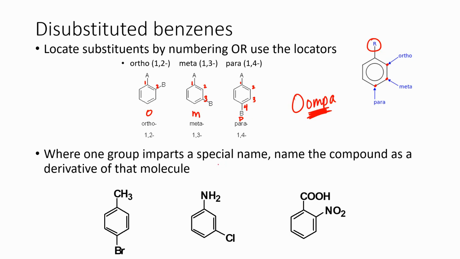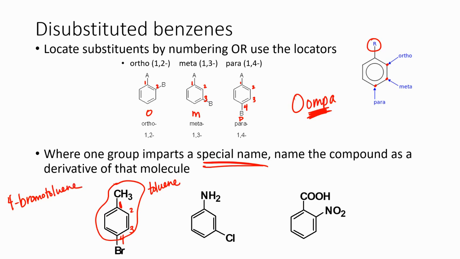So we could still use those special names that we learned. For example, the benzene ring with a methyl group is called toluene. So we could number these, and since the toluene has that special name, it gets the 1. 2, 3, 4. We could call it 4-bromotoluene. And that would be fine. But oftentimes, at the 1,4, it's called para or p-bromotoluene for short. So para or p-bromotoluene is used a lot.